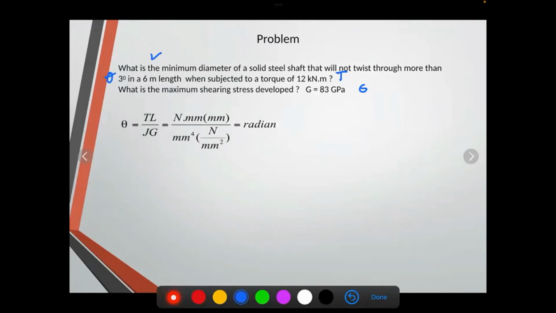So, pinakita ko lang ulit yung unit. So, T is Newton millimeter. Length should be in mm. The J should be in mm4. And then, your G is Newton per millimeter squared. Tingnan natin, Newton over mm squared, tapos squared sa taas, squared. So, the answer will be unitless or in radians. So, substituting the values, let's see. Isa-isayin natin.